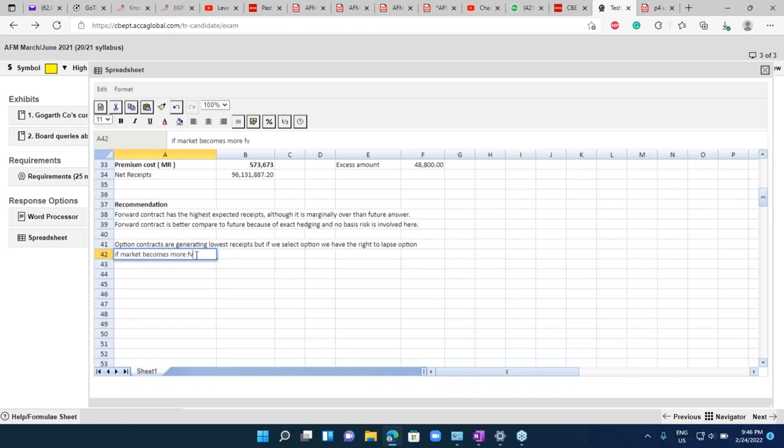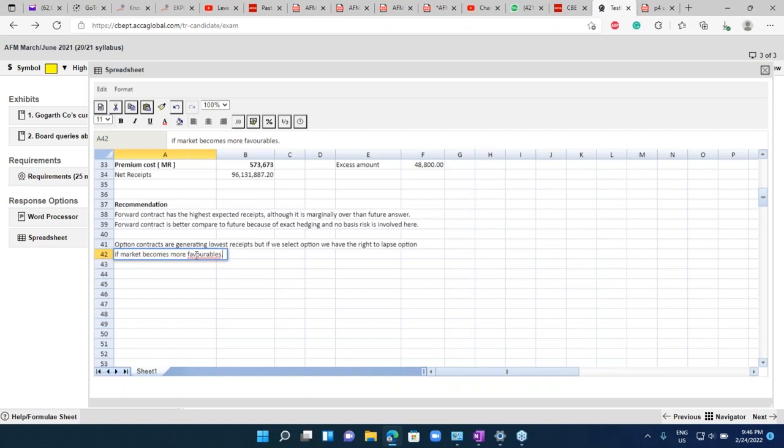So guys, what if the market becomes more favorable? Option contract is locked, future contract is locked. You will not get the benefit from the future and forward market. But the option contract has a beauty that if the market becomes favorable, you will lapse the option and enjoy the market rate. And if the market becomes adverse, you will exercise the option.